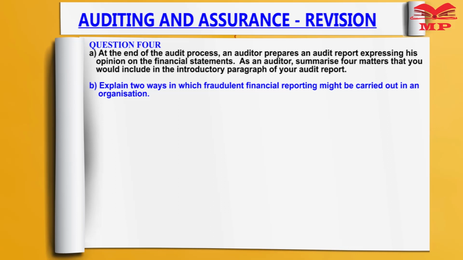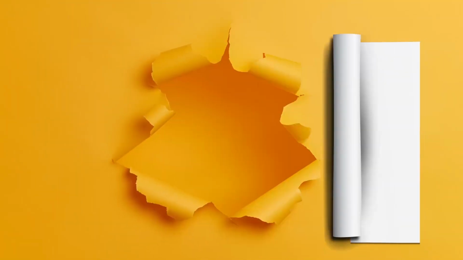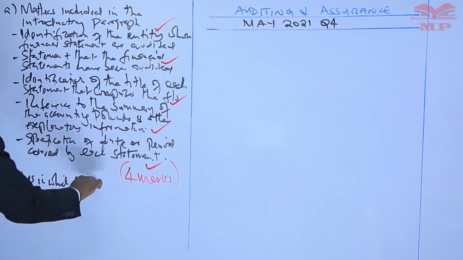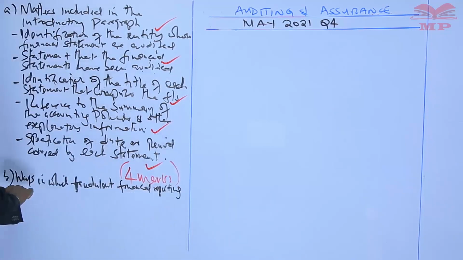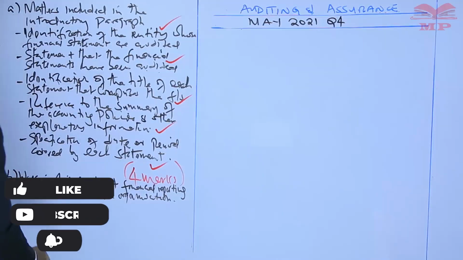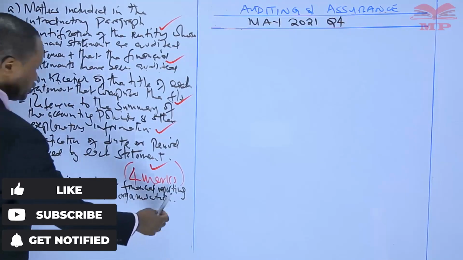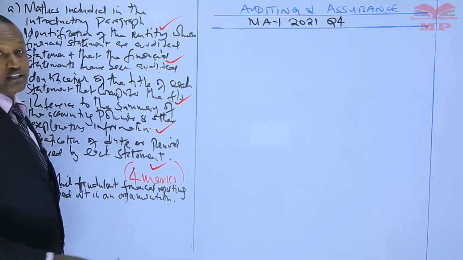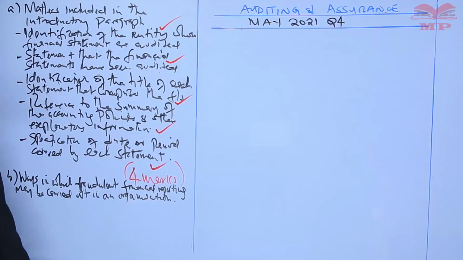Explain 2 ways in which fraudulent financial reporting might be carried out in an organization. Ways in which fraudulent financial reporting may be carried out in an organization. That's the question. What is fraudulent financial reporting?